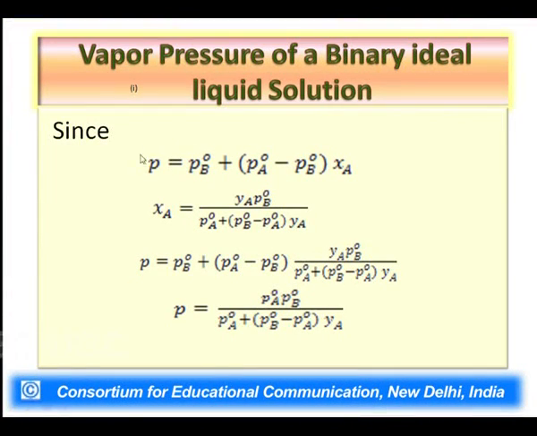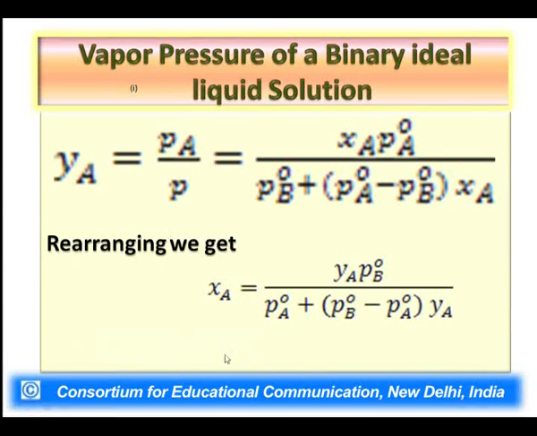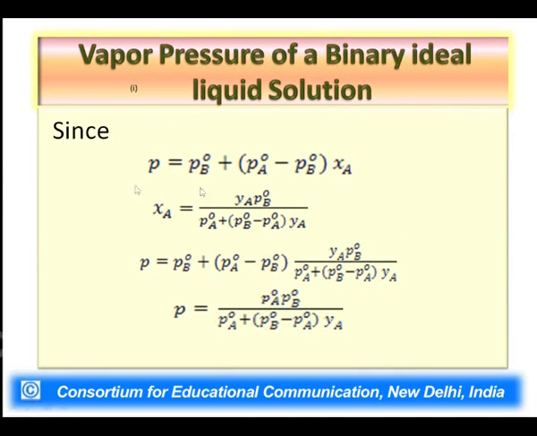So, in order to do that, let us have a close look at what formulas we had derived till this point in time. You can see this is the first formula which we had already derived, which relates the total vapor pressure with composition in liquid phase, that is XA. That is P equal to PB naught plus PA naught minus PB naught into XA. Now, we have just derived the relationship between XA and YA also. So, this is the relationship which we can write over here, that is XA equal to YA PB naught divided by PA naught plus PB naught minus PA naught YA.